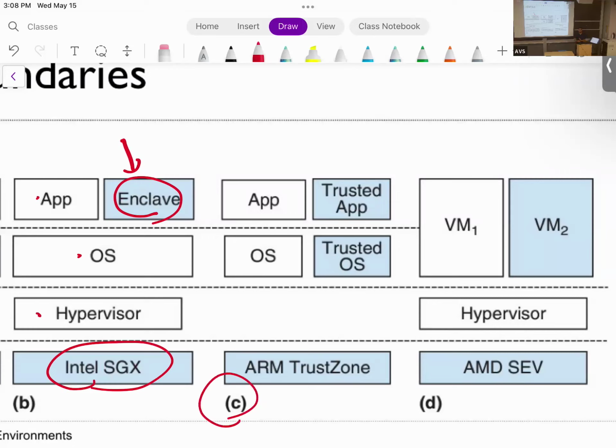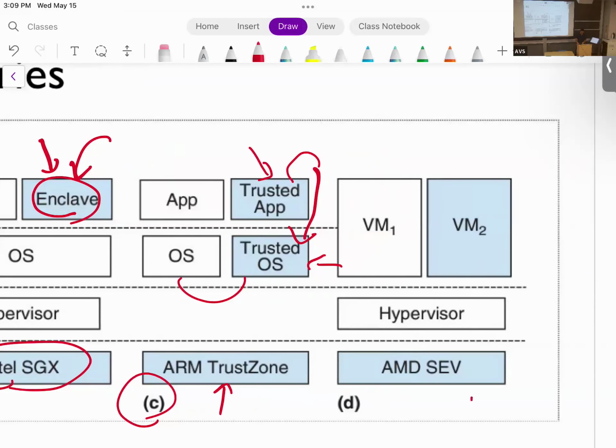The ARM TrustZone model is slightly different. The ARM TrustZone model says that instead of every enclave having its own thing, let's have one unified trusted operating system. And then we have a bunch of trusted apps that run on top of this trusted operating system. The difference here is that you will have two types of operating system, the regular operating system and the trusted operating system. But all of your apps just share the same trusted operating system. And all of these things are handled by the TrustZone hardware.